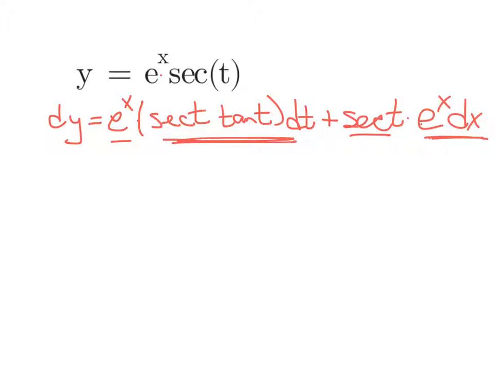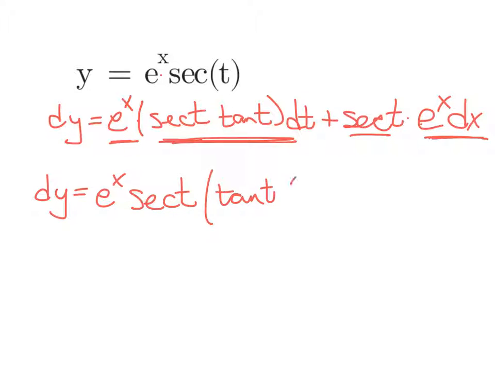If we wanted to clean this up a little bit, we can take out some common factors. Each term has an e to the x in it, so I can factor out that e to the x. I also see a secant of t in there in both terms. But then that's it. After the e to the x and the secant of t are taken out of the first term, I'm left with the tangent of t dt. And in the second term, when I take out a secant and e to the x, all I'm left with is dx.